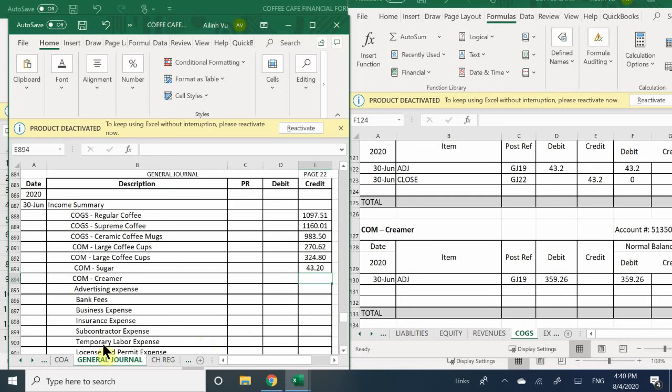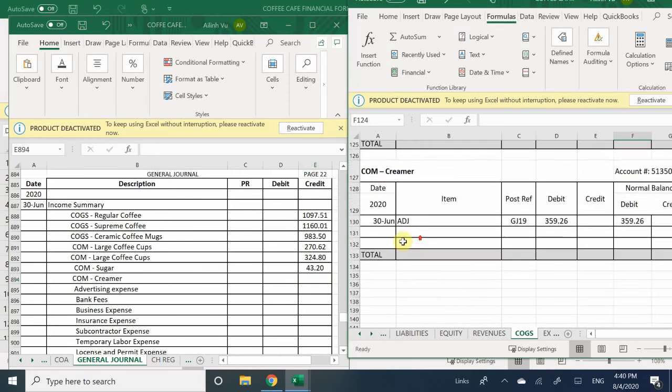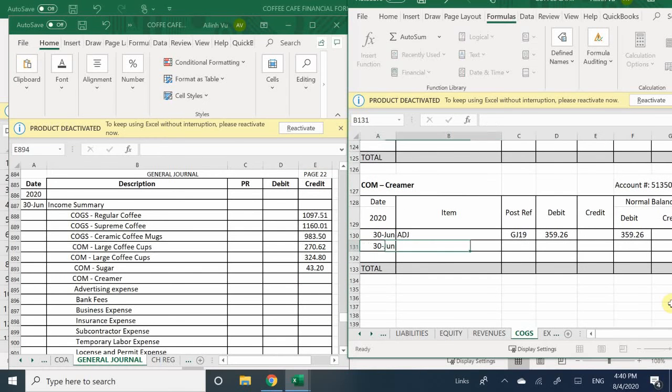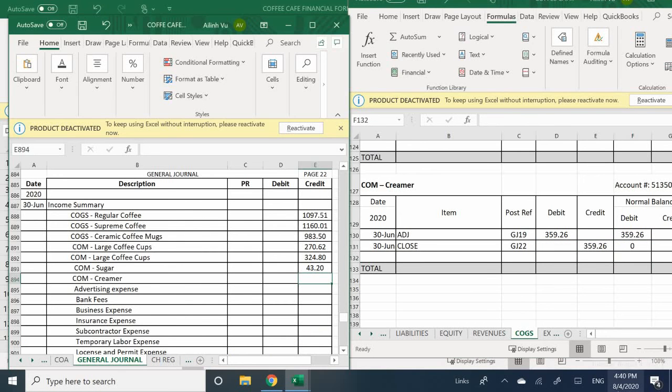All right. Lastly is our cost of material for creamer. So 30 here. We're going to close this out to the general journal. And this time we're going to credit it for $359.26. And it's going to be 0. So again, that was for $329.56. Oh, no, 26. $359.26.